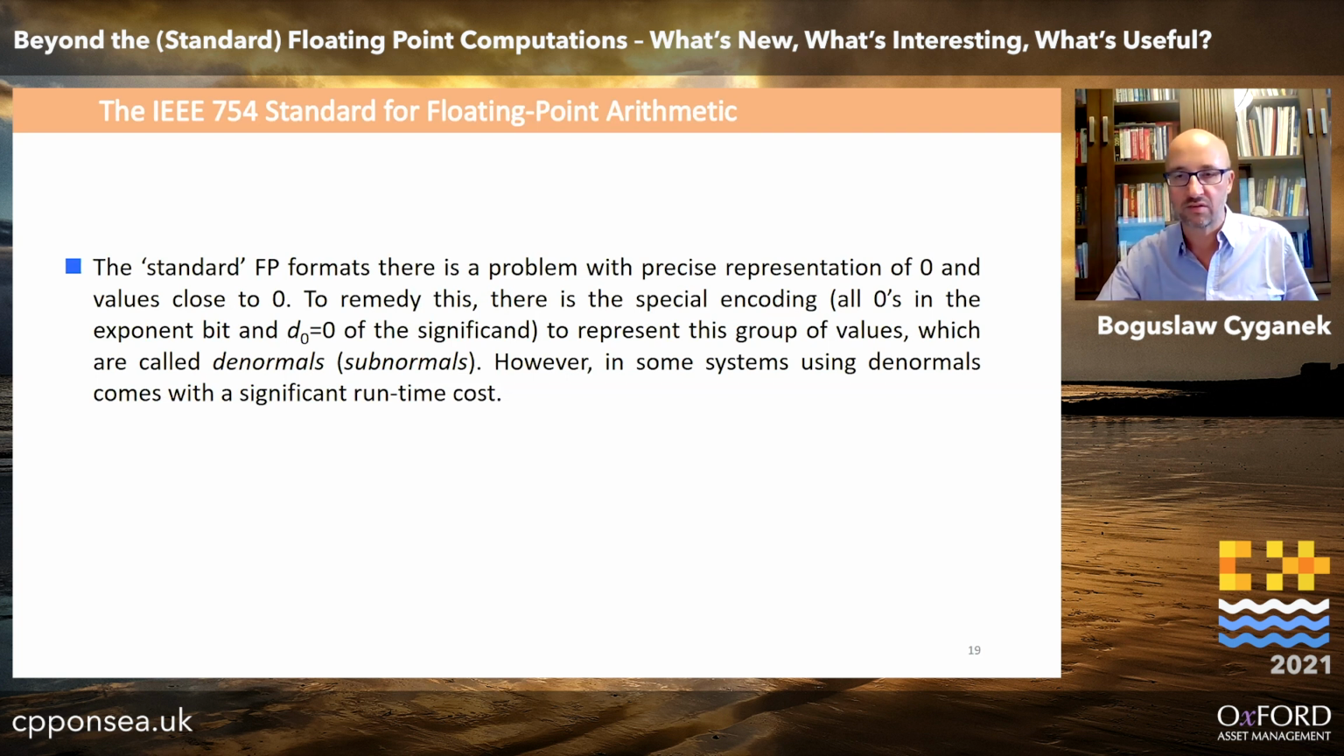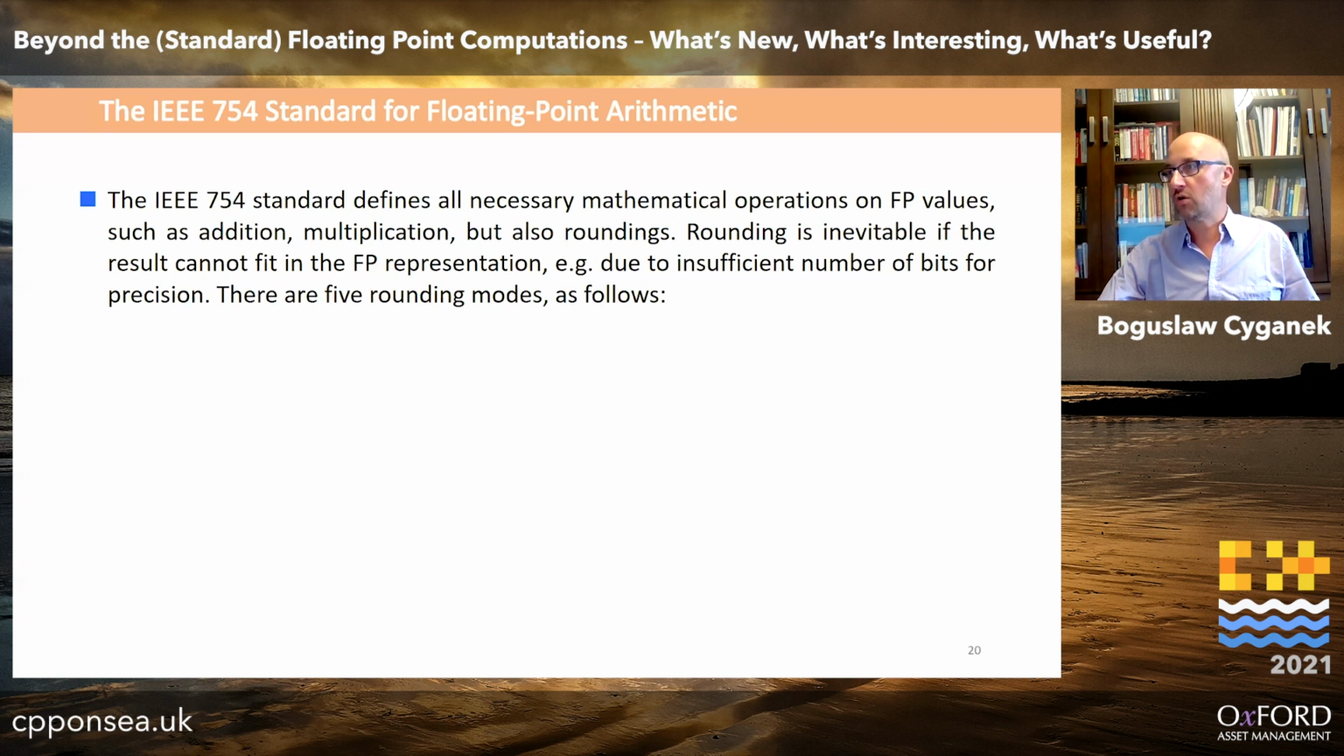to such an extent that in many cases they are not supported in hardware, and they need to be emulated in software. This is especially painful in embedded systems. So some people scale the values by 0.5 to avoid computations in this region of subnormals. And we also have defined mathematical operations, and rounding is inevitable if the result cannot fit in the FP representation due to an insufficient number of bits for precision.